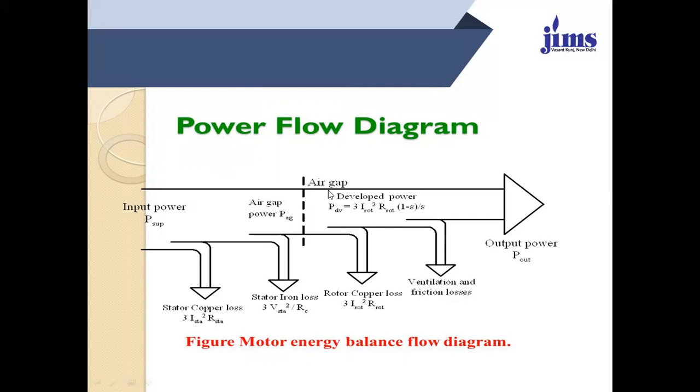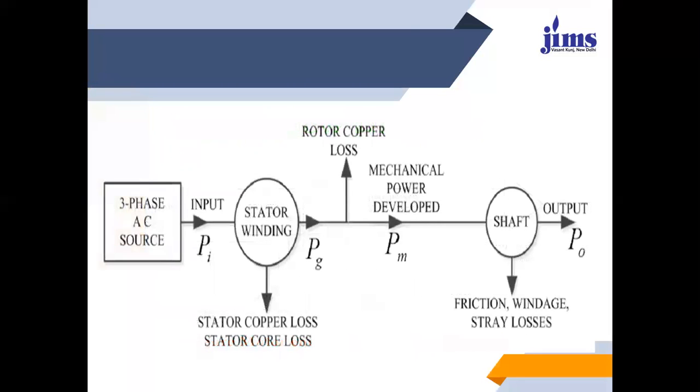Then there is the power developed in the rotor, which will be indicated by this: PD equals 3 times I square R2 into (1 minus S) upon S. So it will also be associated with the slip. As the slip is high, the losses will be different. If the slip is low, then obviously the losses will be different. After deducting all these losses, we get the output power available at the shaft of the motor, and it will give you the rotation. It will develop a torque at the rotor side.